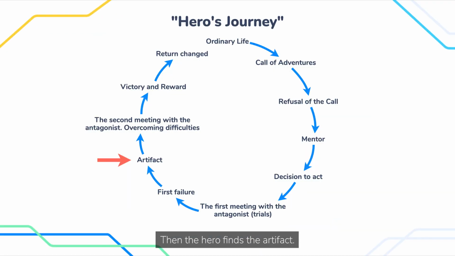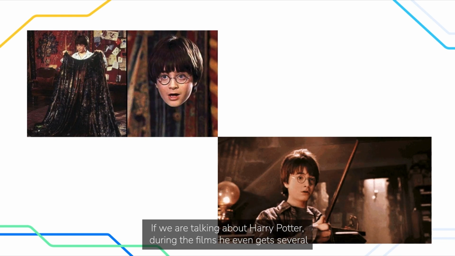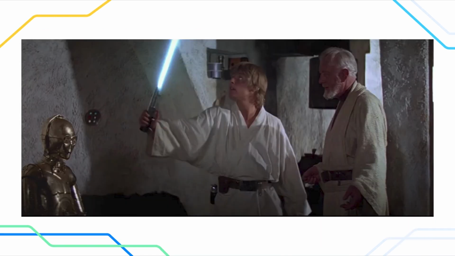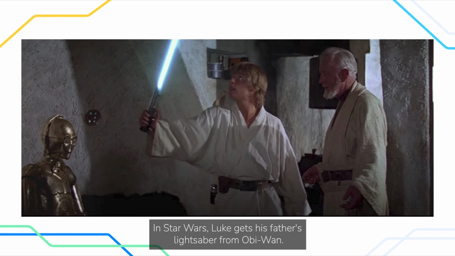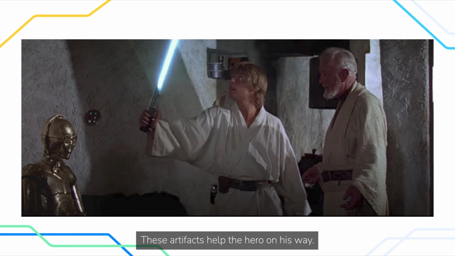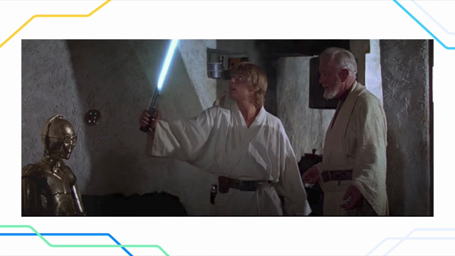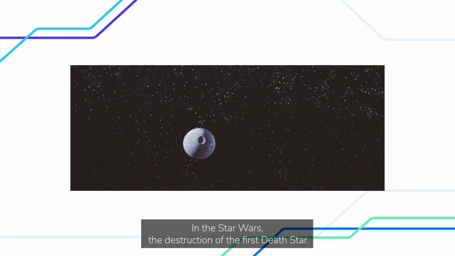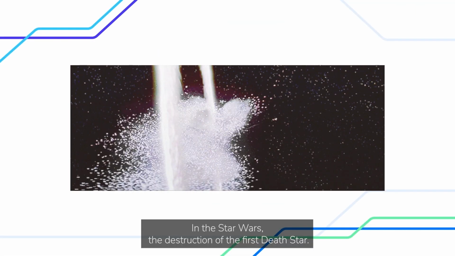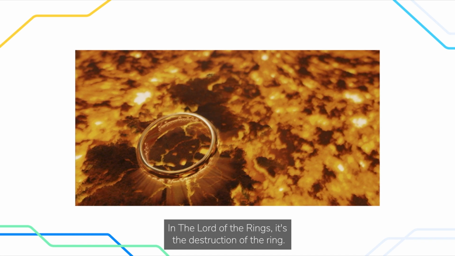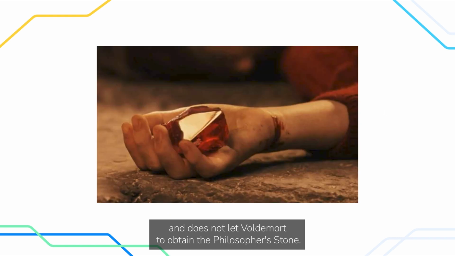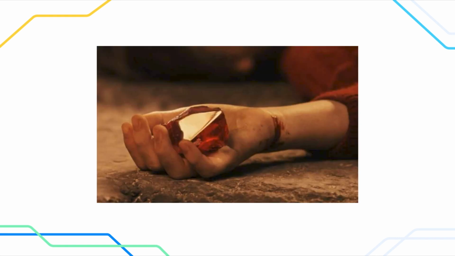Then the hero finds the artifact. If we're talking about Harry Potter, during the films he even gets several artifacts, like a magic wand, invisibility cloak, Mirror of Erised, and others. In Star Wars, Luke gets his father's lightsaber from Obi-Wan. These artifacts help the hero on his way. Then there is a second meeting with the opponent, and the hero wins. In Star Wars, it's the destruction of the first Death Star. In The Lord of the Rings, it's the destruction of the ring. In the first part, Harry Potter defeats Professor Quirrell and does not let Voldemort obtain the Philosopher's Stone.